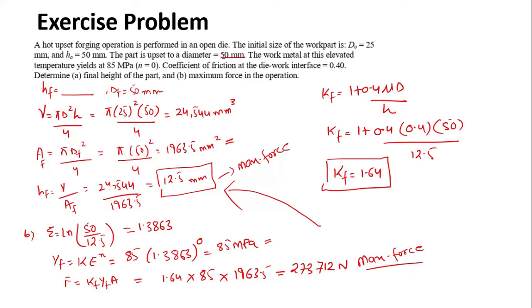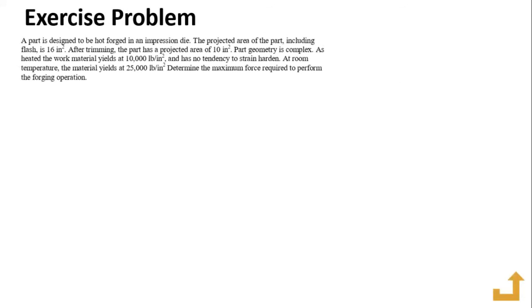Now move towards the next and the last problem of our lecture. Now moving towards the last numerical of this lecture, it says a part is to be designed to be hot forged in an impression die. The projected area of the part including the flash is 16 inches square. After trimming, the part has a projected area of 10 inches square. So we have the area of 10 inches square after trimming, and we have the area with flash equals to 16 inches square.